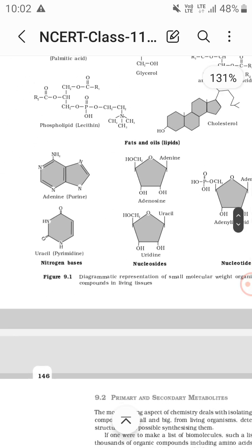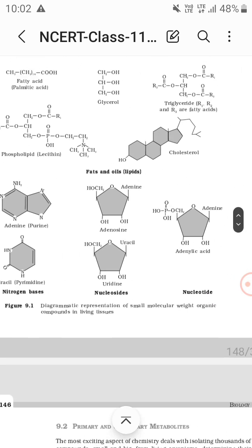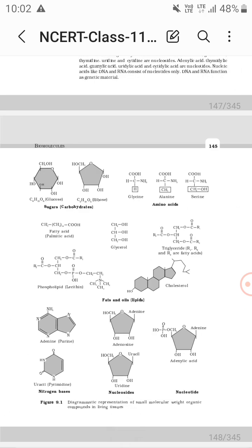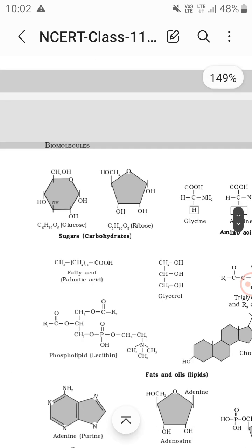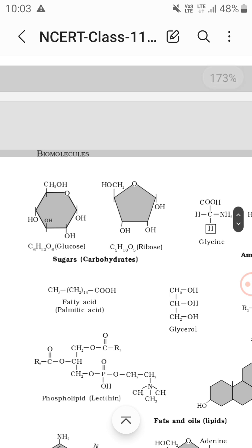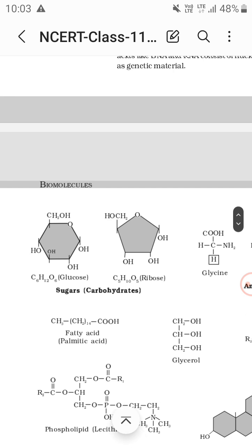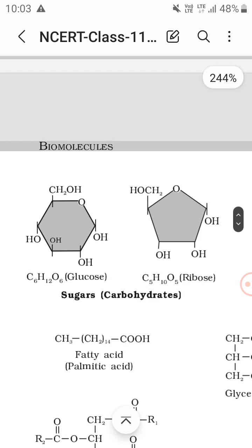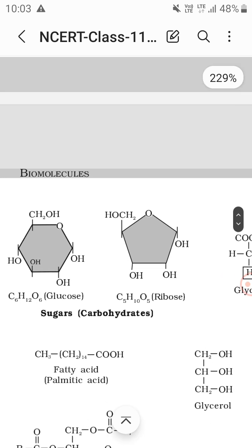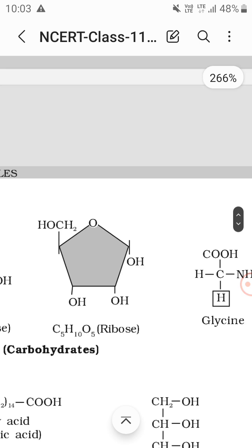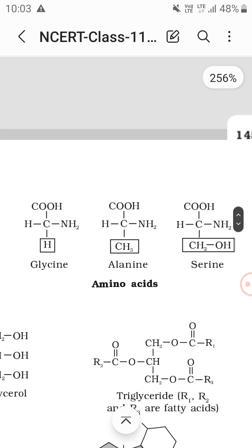Now, diagrammatic representation of small molecular weight organic compounds in living tissues. So glucose, C6H12O6, and ribose, C5H10O5. Okay, so ribose. The OH on the third carbon is upward, with OH and CH2OH, and on this side the OH groups are all downward, with CH2OH. So this is ribose.